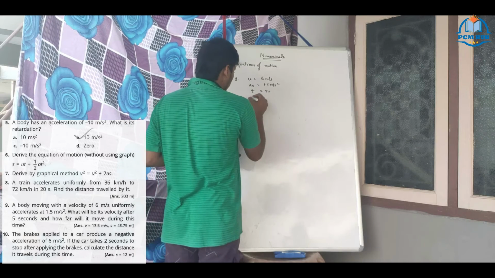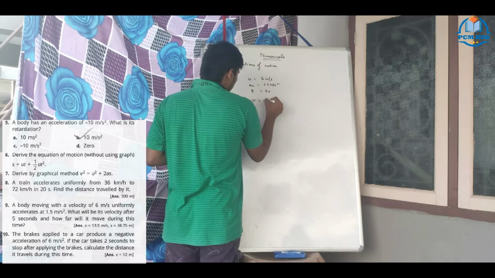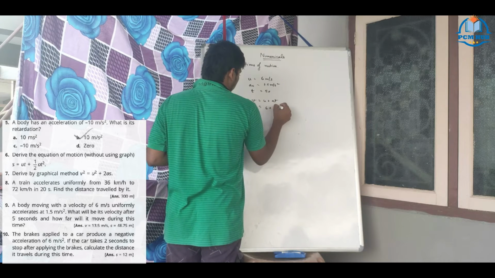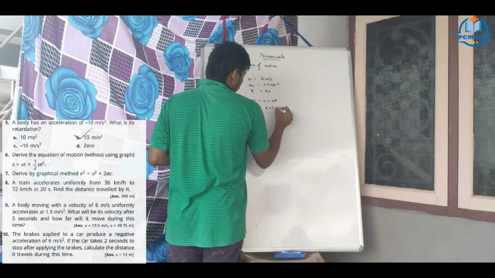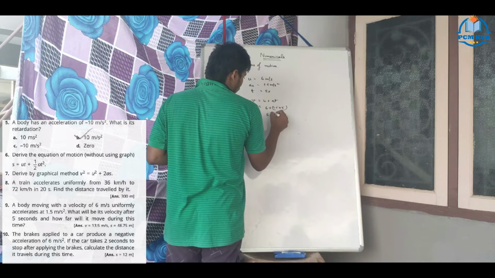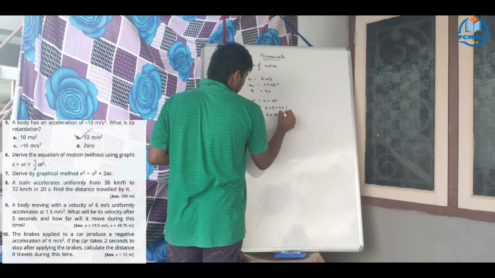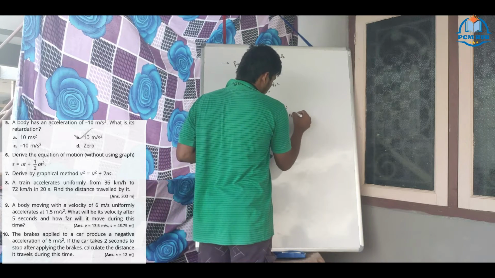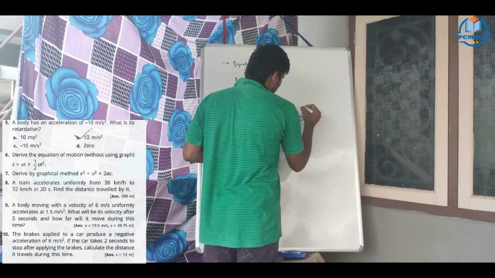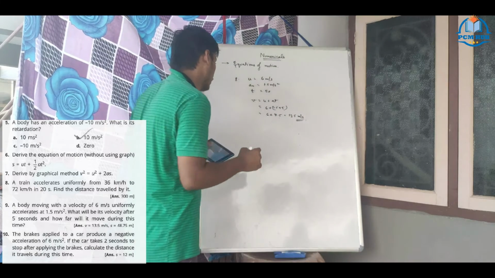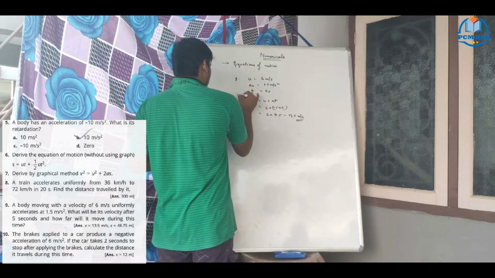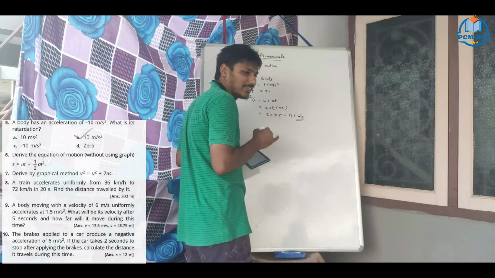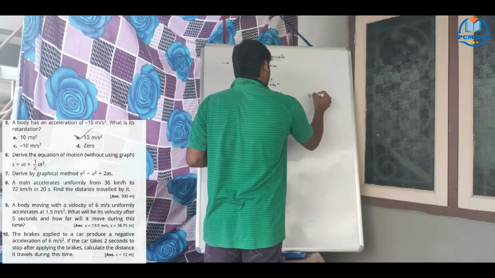Simple, direct. First equation, you use v equal to u plus at. Then v equal to 6 plus 1.5 into 5. How much is 1.5 into 5? 7.5. So 6 plus 7.5, it is 13.5 meter per second. That is the final velocity. I'm a little bit lazy in writing this stuff. Okay.